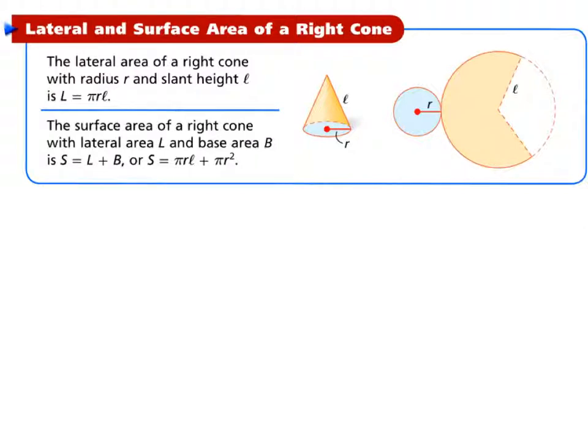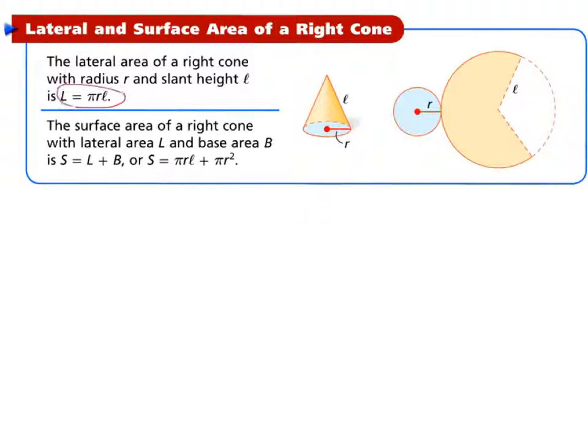Now, your formulas. Remember, you've done formulas for cones before, or you should have, but you've never done it with the slant height. And so that's why now we're incorporating the slant height. You may not always have the actual height of the cone or the altitude of the cone. So the lateral area of a right cone, remember this is a right cone, with radius r and slant height L, is pi r multiplied by the slant height.